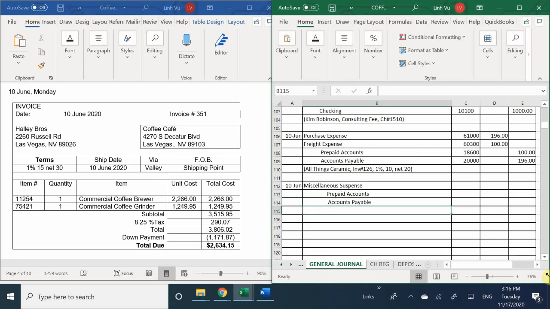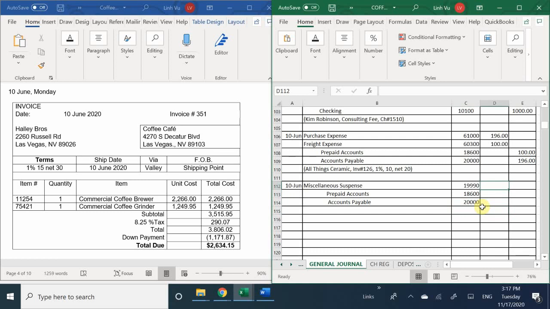What account number is that? 19990. Okay. So what I'm doing here is I'm just going to place it there because I still have to make a decision on what I want to do with the coffee grinder and the coffee brewer. So I'm telling you to just dump it in this temporary placeholder. So for the prepaid accounts, I think it's 18600. Yeah. And then my accounts payable is 20000.